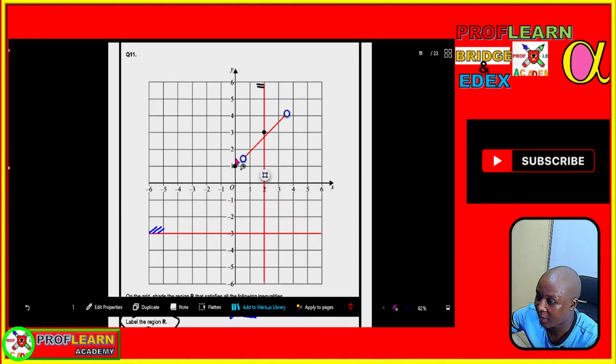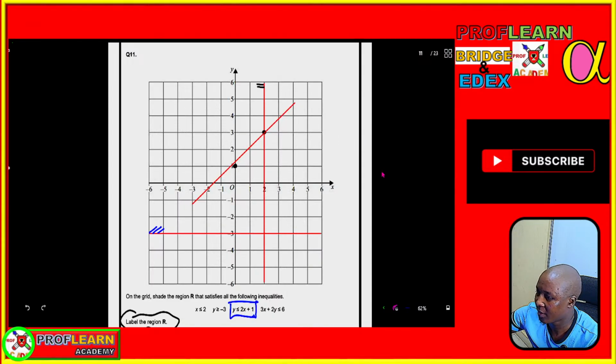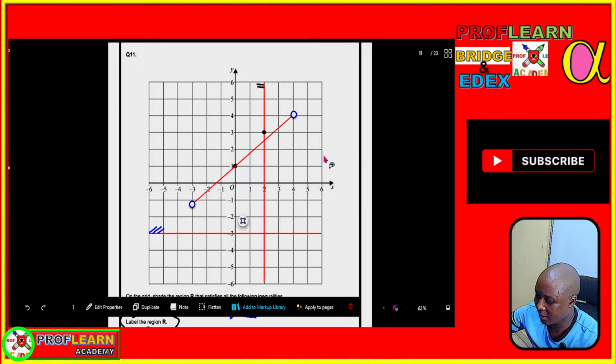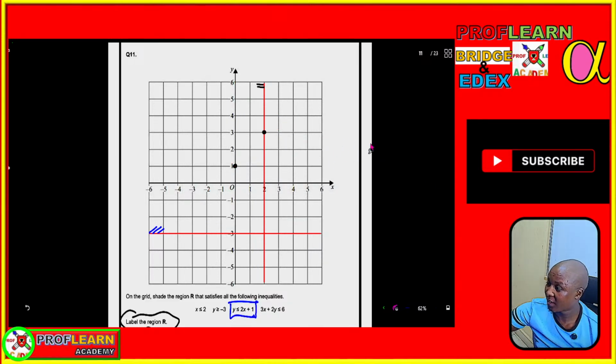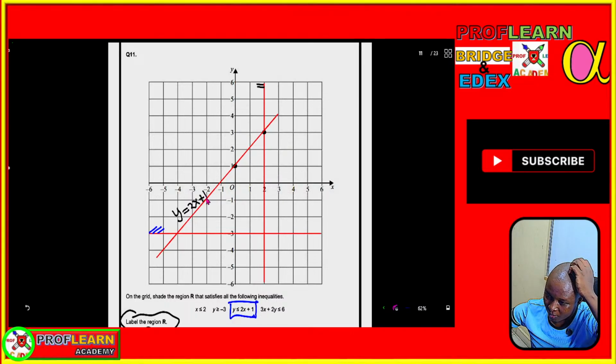Let me just retract my line so that I can draw it correctly. This line is quite kind of misbehaving. You guys, can you speak to it so that it cannot misbehave? So our line is going to pass that way, and we are going to label that line as y equals 2x plus 1.